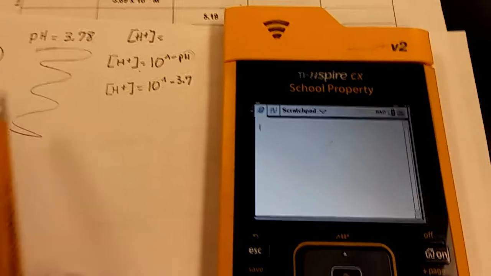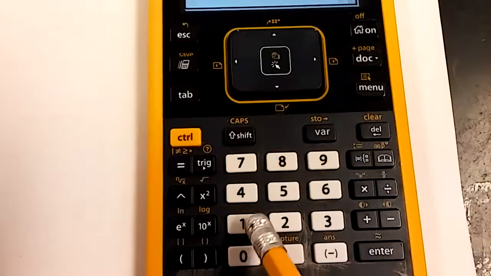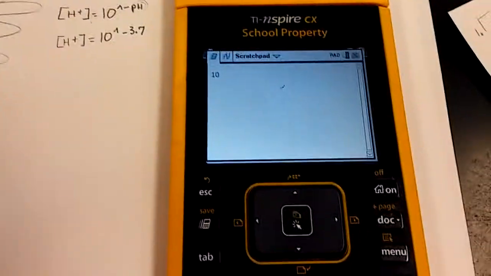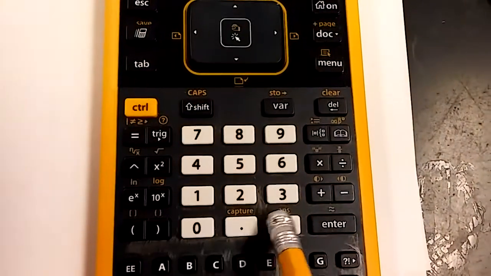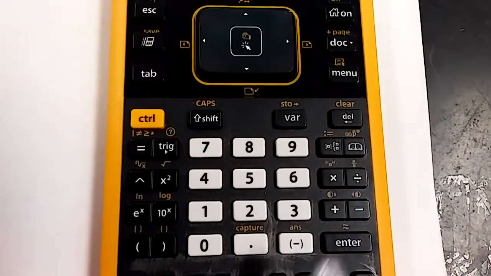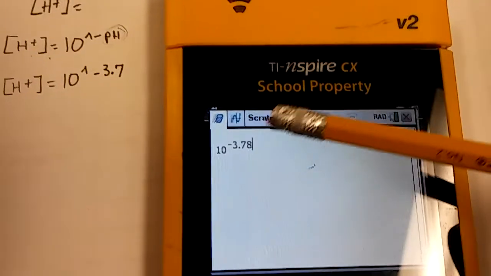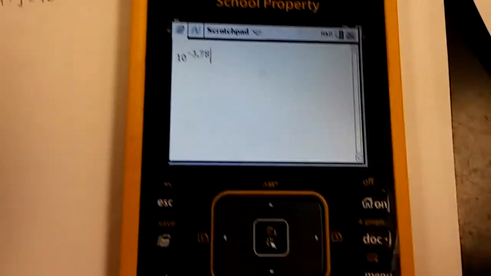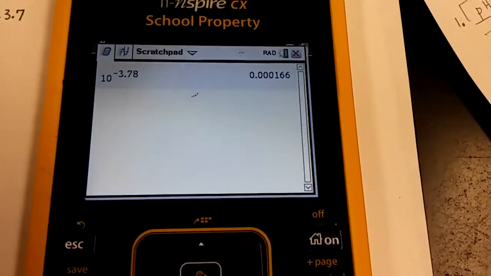Okay, so here we go. It's 10 to the power of negative 3.78. So as we're putting it into the calculator, it's going to be 10, just like that. The little caret key right there, negative 3.78. Okay, that's what it looks like. The cursor's up here. We want to go ahead and bring it down and press enter. Okay, that's our answer, but we don't want to show our answer in standard notation.